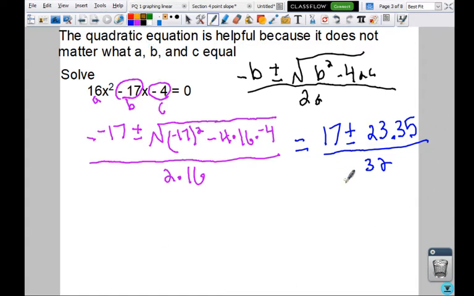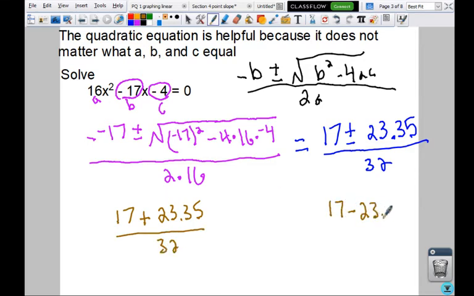Okay, now that I've done with my square root, this is where the plus minus kicks in. I'm going to have 17 plus 23.35 divided by 32, and I'm going to have 17 minus 23.35 divided by 32. So really we got 2 answers here.